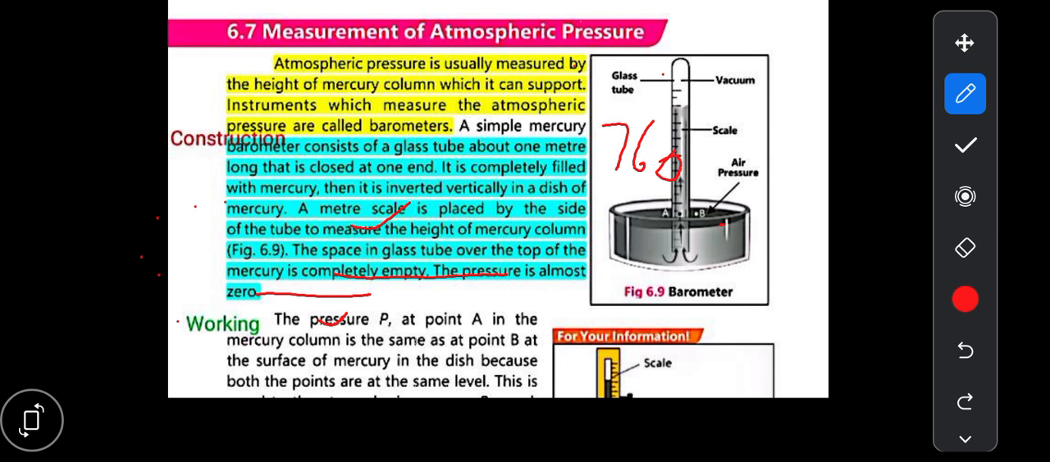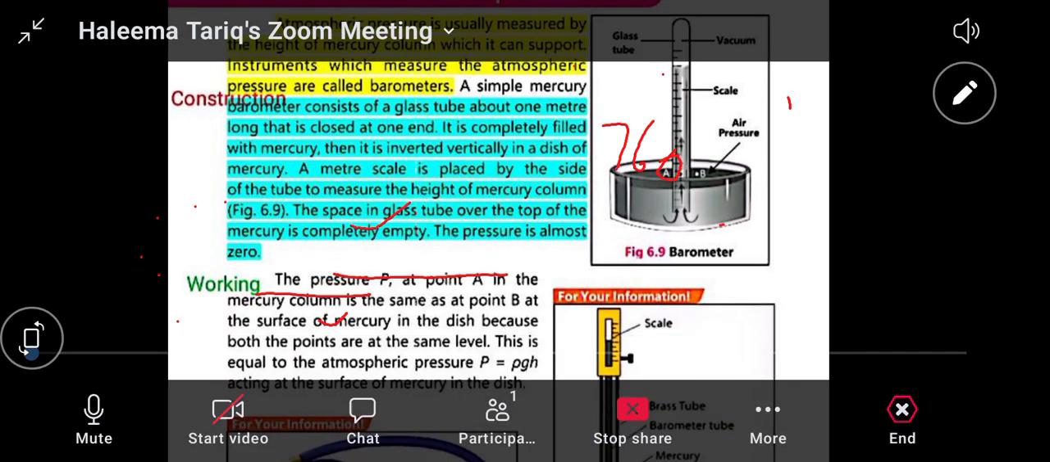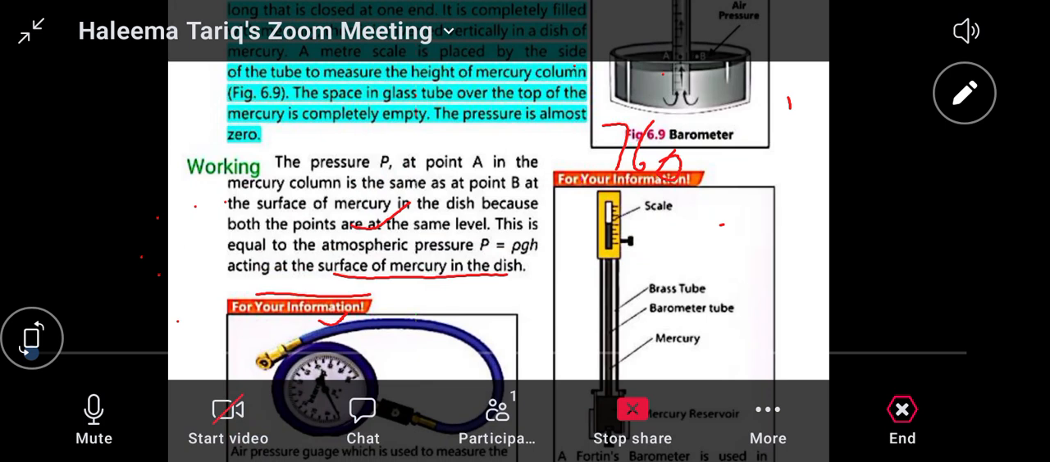Where atmospheric pressure is the same, it does not fall. That is all about our today's lecture. And if you have any query related to that topic and related to that instrument, you can ask me.